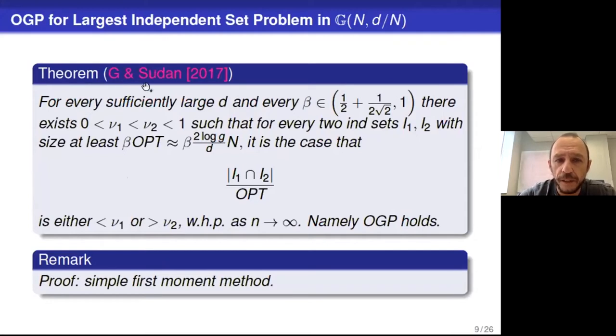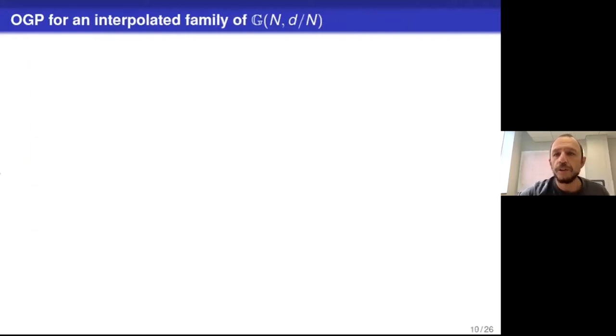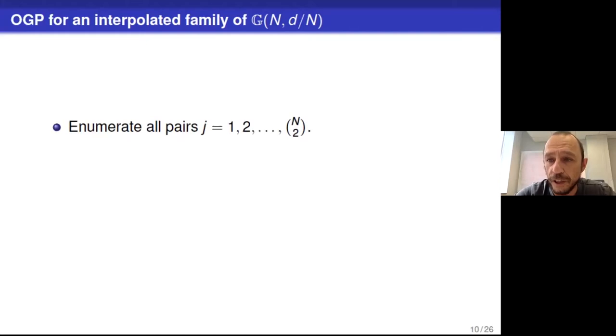We showed that in a paper with Madhusudan in 2017, because this was needed for something else, and I'll describe that later. It turns out that for what I need today, I need a somewhat extended version of the same property, which is again easy to show using the vanilla first moment method. I need a version of the overlap gap property for the interpolated family of Erdős-Rényi graphs. So let me describe the interpolated family of Erdős-Rényi graphs first.